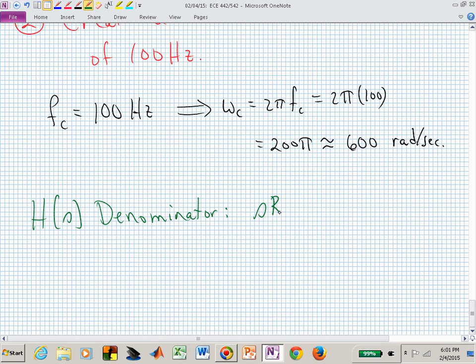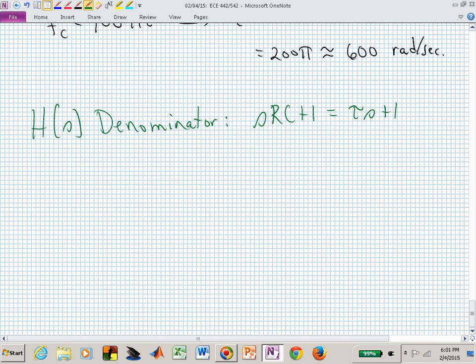Meaning we have this SRC plus 1, or this is now tau S plus 1 if we wanted to write it in terms of the time constant. We want to know what value of S causes that to vanish, and we want that value of S to actually be minus 600, don't we? Meaning this is going to say we have S is minus 1 over tau. That we need to be minus 600, or tau is 1 over 600.